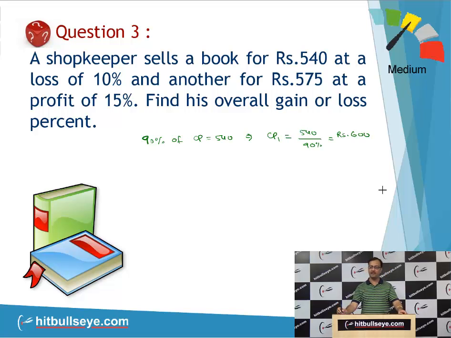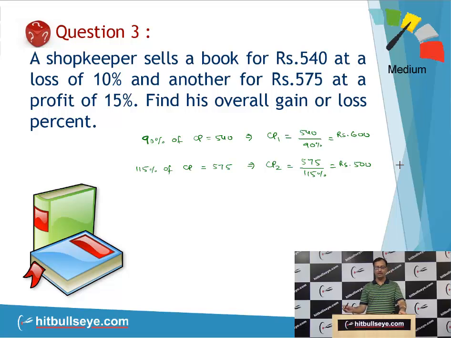Similarly, the shopkeeper is selling another book for rupees 575, which is at a profit of 15%. So now can we say profit of 15% means he is getting 115% of the original cost price. So can we say 115% of the original cost price must be equal to the given value of 575 rupees, which means the cost price of the second article must be 575 upon 115%, which on solving comes out to be 500 rupees. Now the question says find out the overall gain or loss percentage for the shopkeeper.